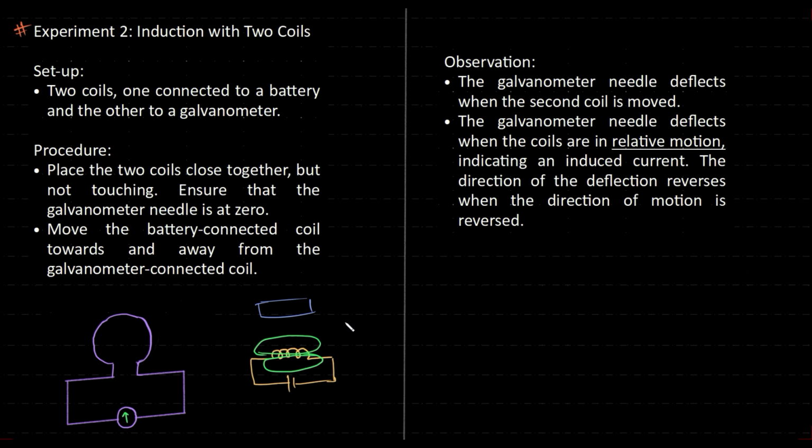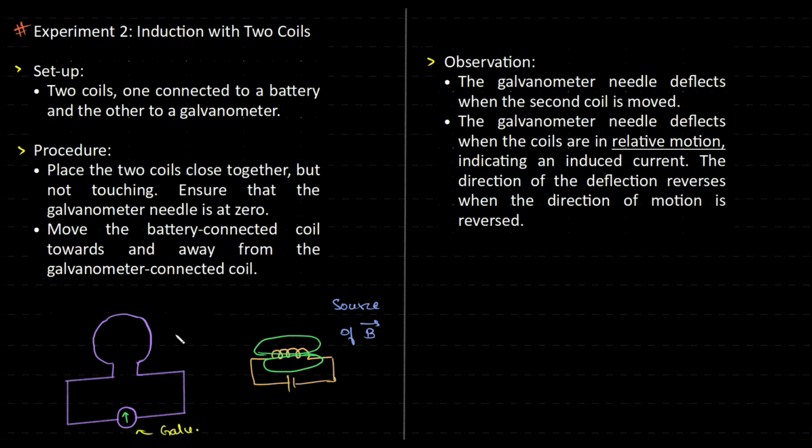So basically, we have a source of magnetic field. Now, the same thing, instead of a bar magnet, we have another source of magnetic field. Same stuff, right? Procedure is the same. What do you observe? The galvanometer deflects when the second coil is moved. Again, you have to label it.